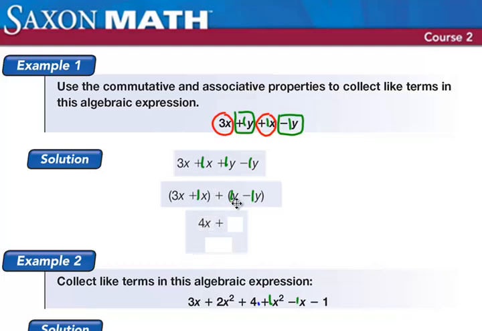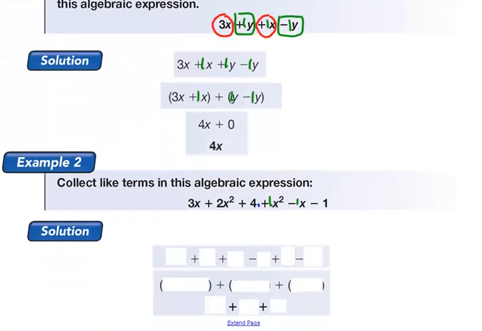Next, we have a positive 1 and a negative 1. The signs are different, so we subtract and take the sign of the bigger number. 1 minus 1 is 0. So we end up with 0 y's. To simplify, 4x plus 0 simplifies to 4x.